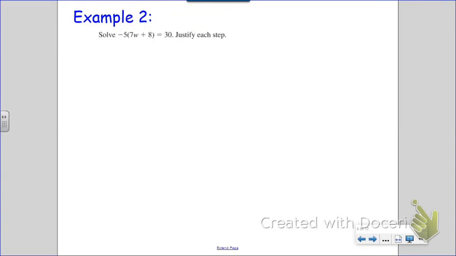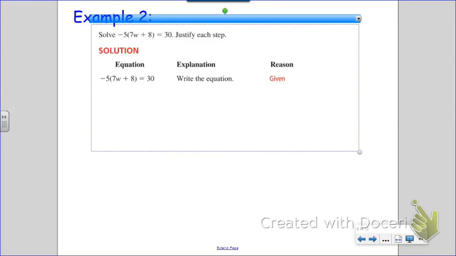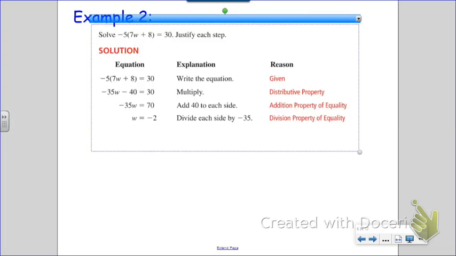Here's another example. We start with the equation that's given. We're going to multiply or distribute inside the parentheses, so that's distributive property. We're then going to add 40 to both sides, that's addition, and divide each side by negative 35, that's division. So our solution is w equals 2.